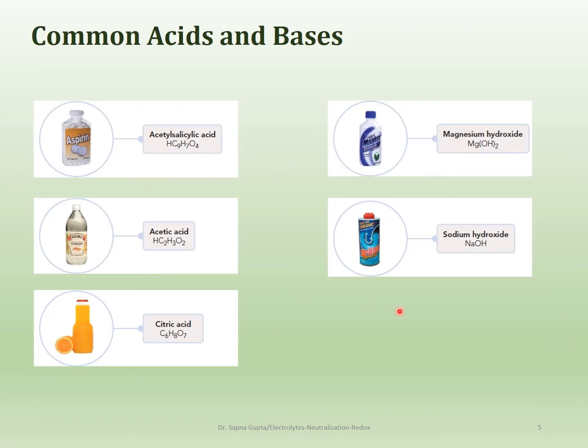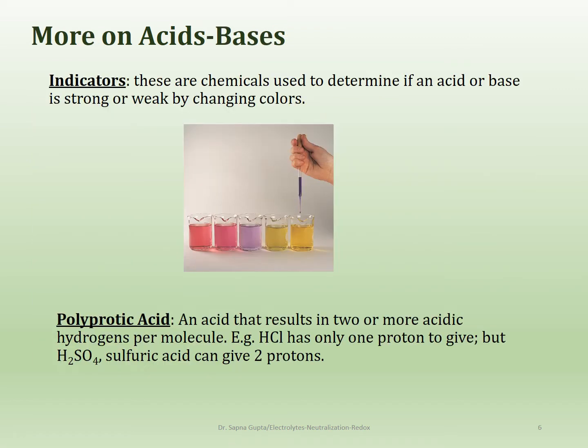Here are some of the common acids and bases that you might encounter in your life in general: salicylic acid, which is aspirin. Acetic acid, as I said, is common vinegar. Citric acid is found in fruit juices most of the time, and in orange juice, which Florida is famous for, you will definitely find citric acid. Some of the common bases: magnesium hydroxide, which is the milk of magnesia, Maalox, sodium hydroxide, which is Drano, and what's not shown over here is sodium carbonate and sodium bicarbonate, which is baking soda.